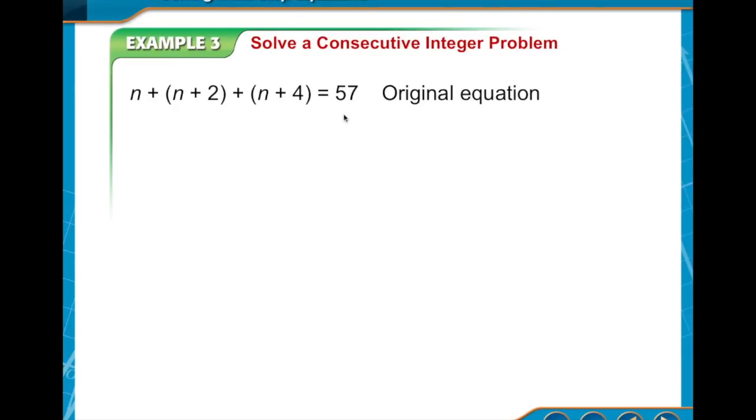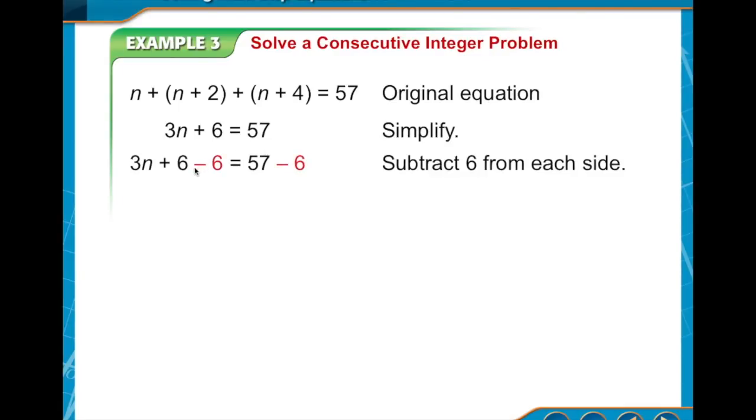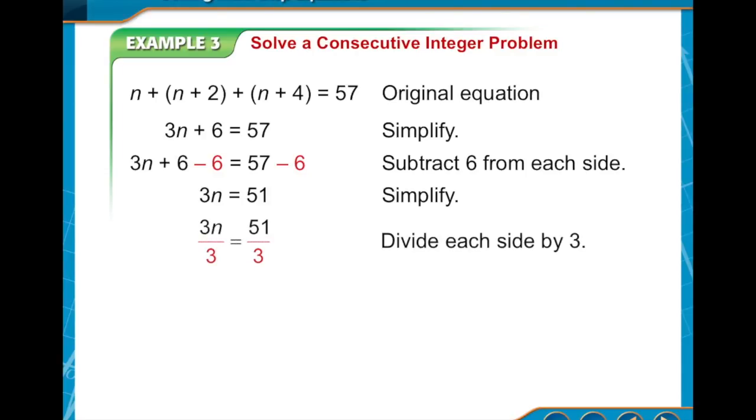So now we can combine like terms on the left. We have 3 n's. This is all addition, so we can move it around however we want. So we have 3n, and 2 plus 4 is 6. If we subtract 6 from both sides, 3n equals 51. And if we divide both sides by 3, in one final step we can solve for that variable. n has to be 17.